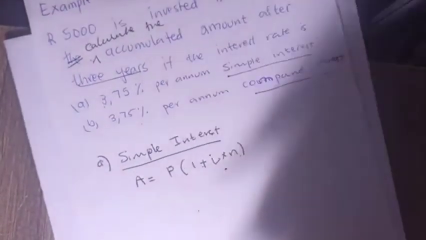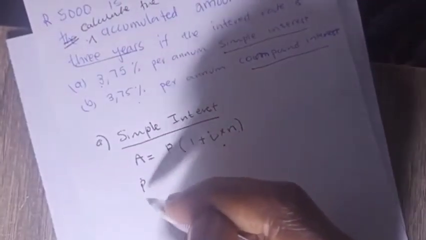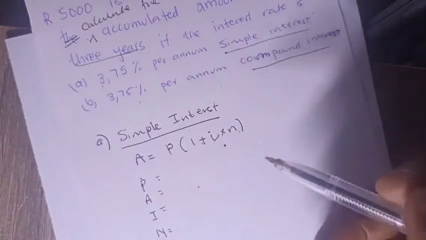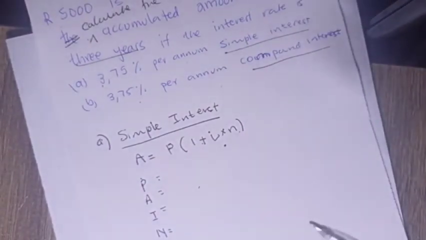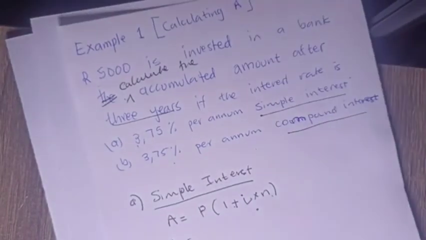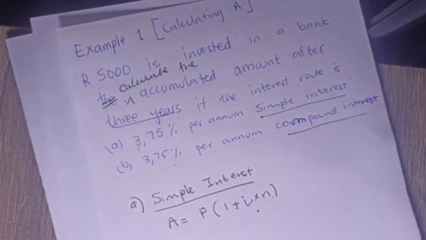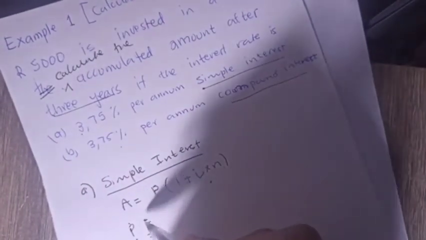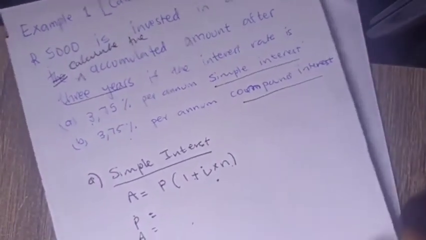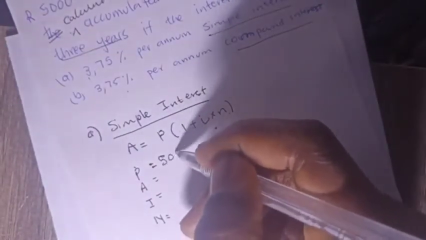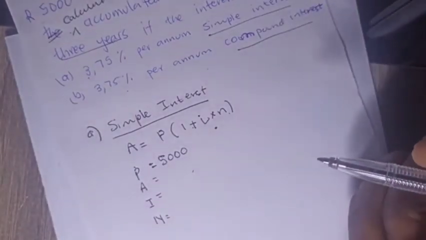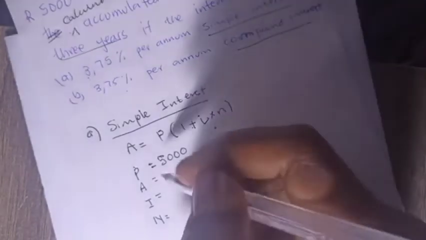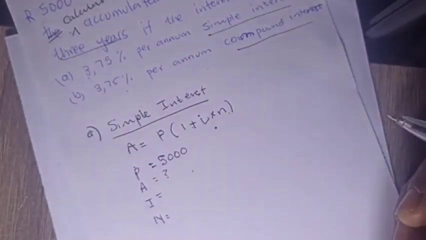The next thing you do is to label your P, A, I and N according to the given information. 5,000 is invested according to the statement, meaning the money that was put in the bank was 5,000. Is it the future value or the present value? You read the question and it's going to explain that. So 5,000 is actually the present value. It's the money that you have currently. And then the question said calculate the accumulated amount, so actually we are looking for A. The interest rate is what?